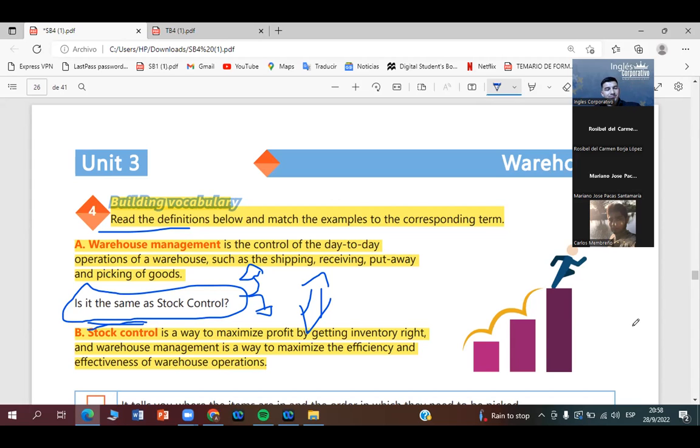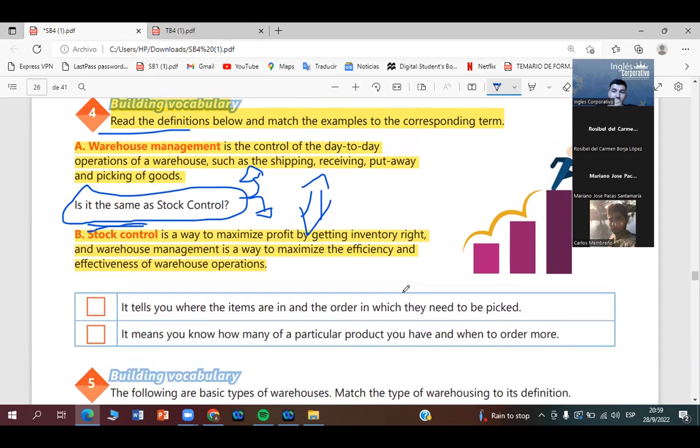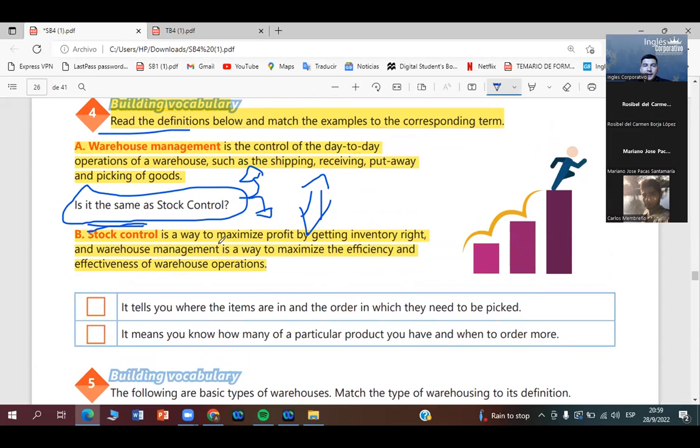Okay, very nice. Who else? Stock control is a way to maximize profit according to inventory, and warehouse management is to administrate efficiency and effectiveness in all warehouse operations. Okay. Very nice. So it means that in order to have good warehouse management, you need stock control, right?